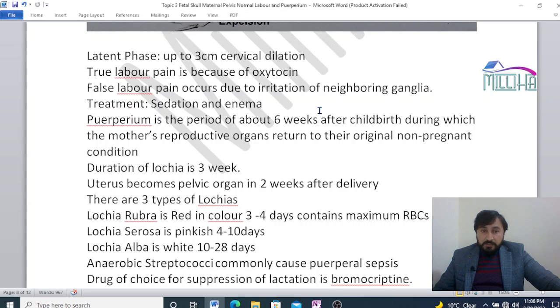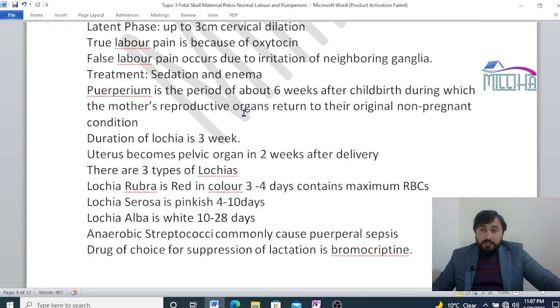There's false labor pain. Why? What is the cause? Etiology? Neighboring ganglia irritating. Okay, treatment is sedation and enema. If due to pain, you can do an enema, which makes the abdomen a little bit lighter in weight and helps in labor or in delivery of the baby. Okay, sedation also, you can sedate somehow to relieve the pain of the patient.